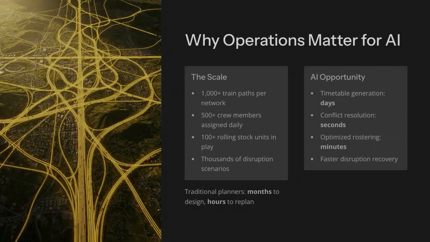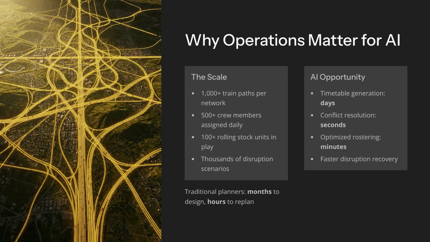So why does operations matter so much when we're talking about AI in rail? Let me give you a sense of the scale of the problem we are actually dealing with. A railway is, at its core, a massively complex scheduling and optimization challenge. And when I say complex, I mean it in the mathematical sense, not just complicated. These are problems with thousands of interacting variables, competing constraints, and consequences that ripple across the entire network the moment something goes wrong. Let's put some numbers to it.